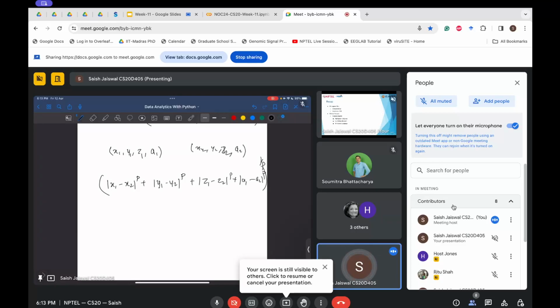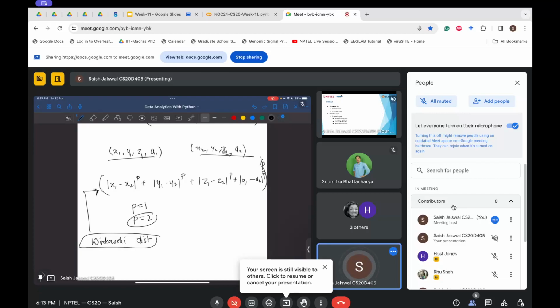Now for Manhattan distance, you will replace p with 1. For Euclidean distance, you will replace p with 2. And in general, this particular distance formula is known as Minkowski distance. Okay, so this was 4-dimensional space.